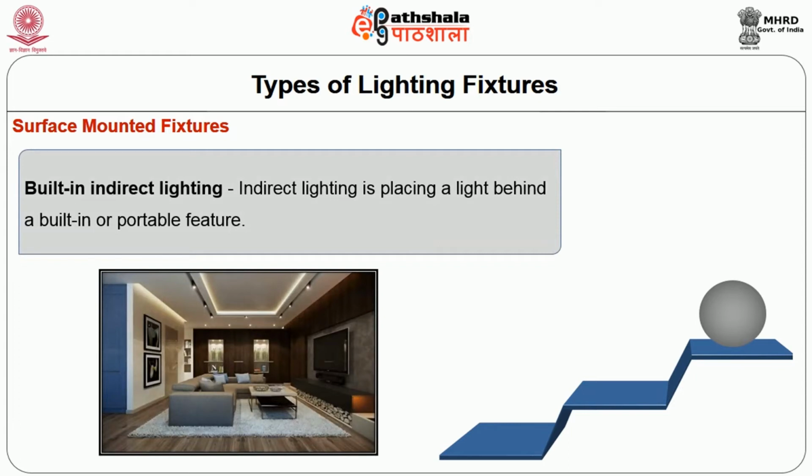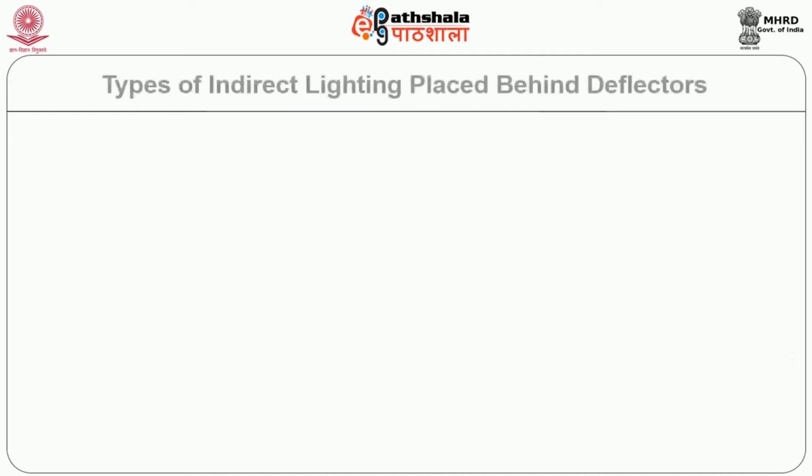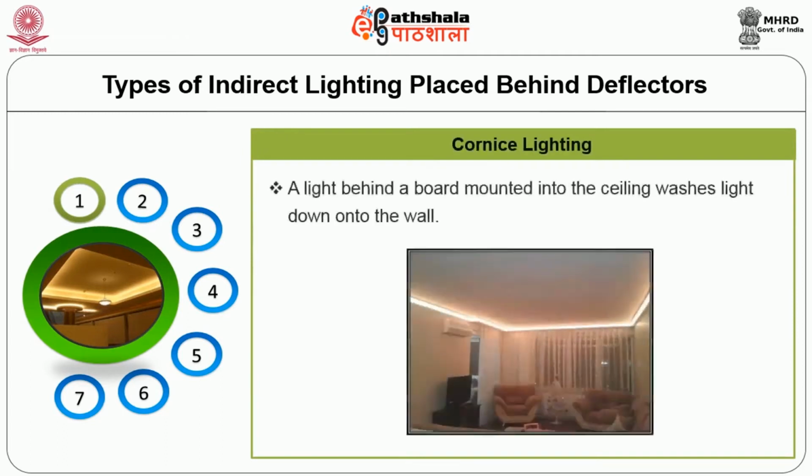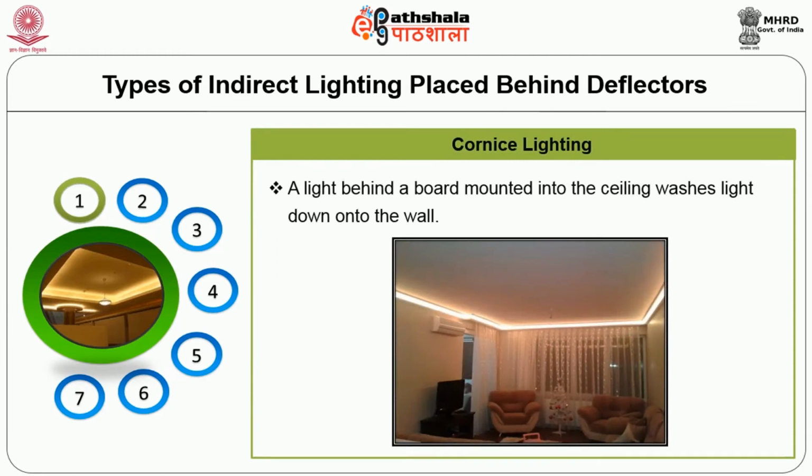Indirect lighting is placing a light behind a built-in or portable feature. The next one, the types of indirect lighting placed behind deflectors include the following. The first one is cornice lighting. A light behind a board mounted into a ceiling washes light down onto the wall.